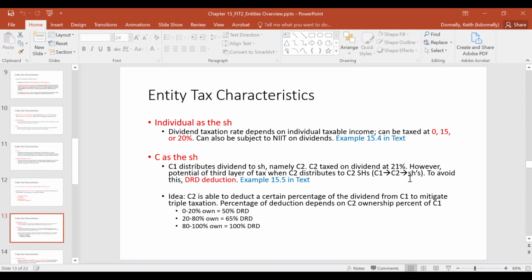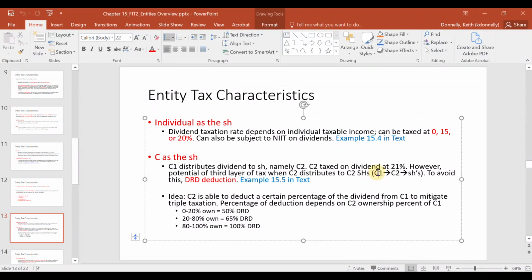In other words, to avoid triple taxation in the situation where a corporation is a shareholder, we're going to provide this thing called the DRD deduction, which means the dividends received deduction. Essentially what it says is this: Amazon pays a dividend to Apple, C2, and C2 is able to deduct a percentage of that dividend to mitigate triple taxation.